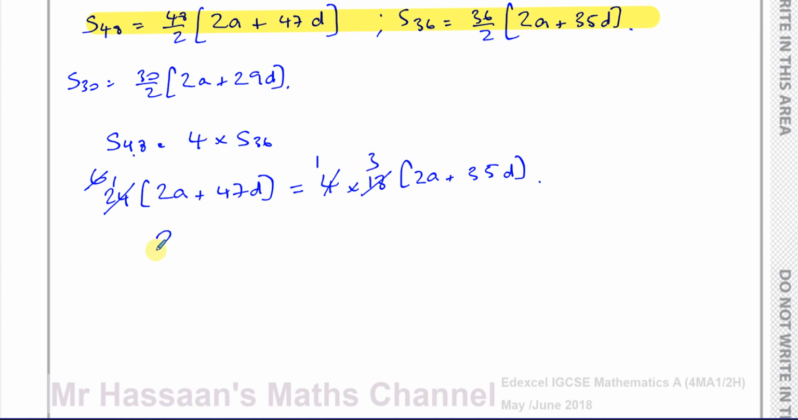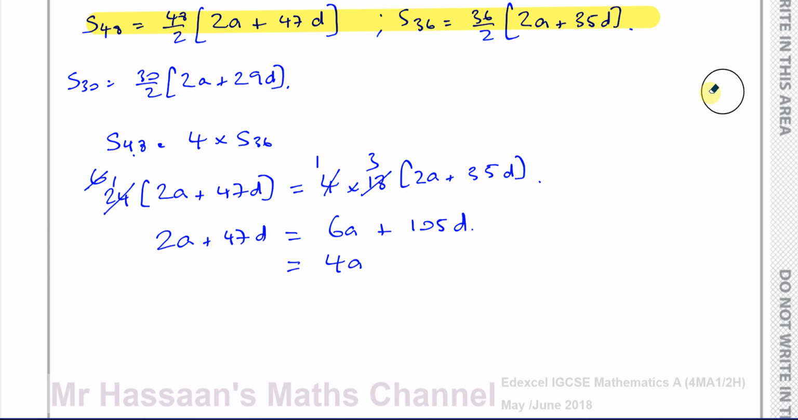So we're left with 2a plus 47d is equal to 6a plus 3 times 35, that's 90, plus 15, 105d. Alright, so let's see if we can simplify this. If we bring everything to one side, we have 6a minus 2a, which is 4a. We have 105d minus 47d.